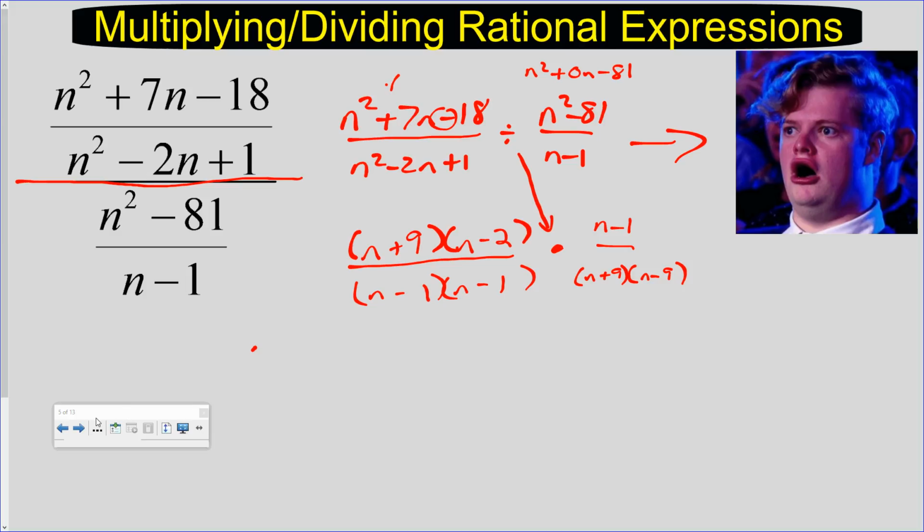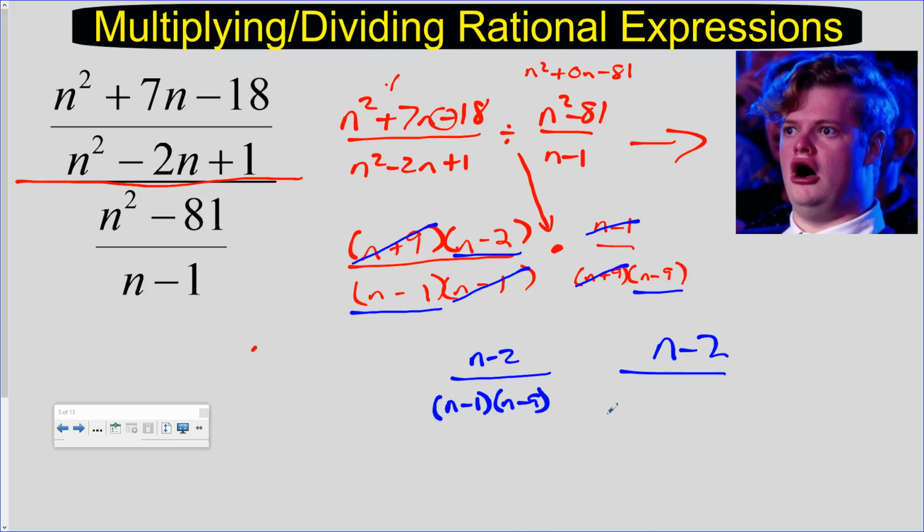Now's where we start looking for things that we can cancel. I see an n plus 9 over here that also has one up here. There's n minus 1 down here. You could use either one of them with this one. So we cannot get rid of this one, or this one, or this one. So we are going to have n minus 2 over n minus 1 and n minus 9. And then to multiply those back out, we would have n minus 2 over n squared minus 10n plus 9.